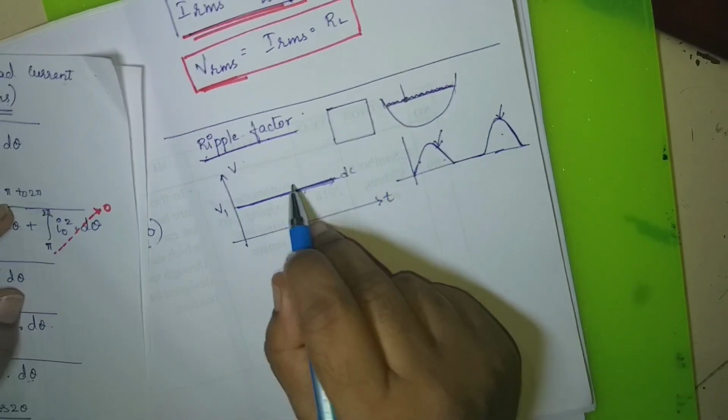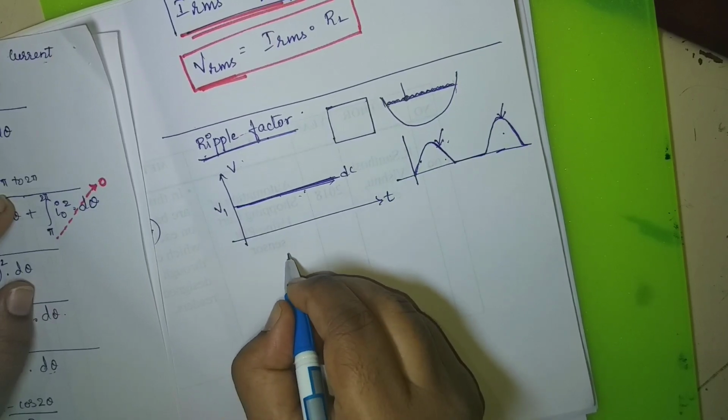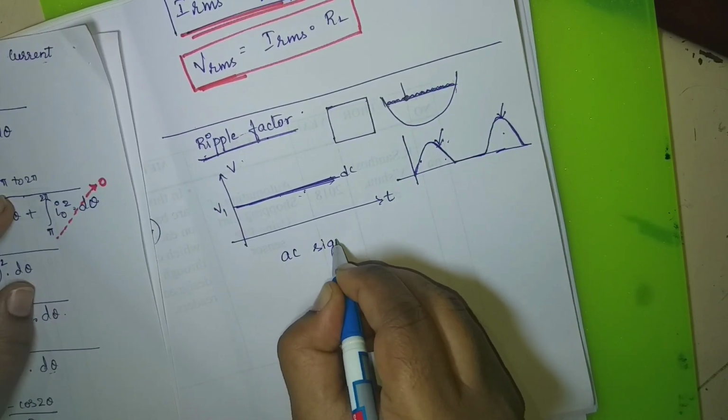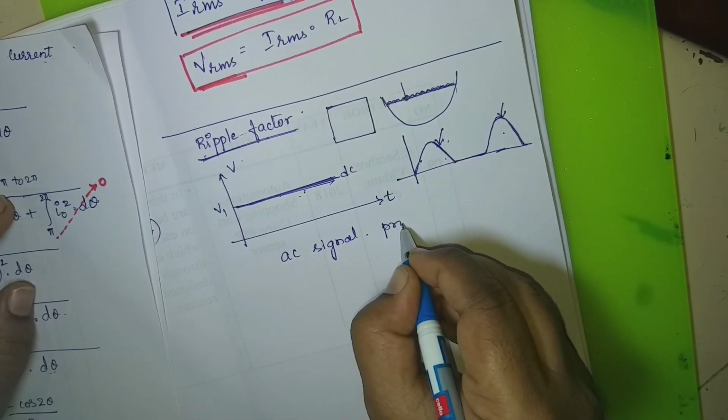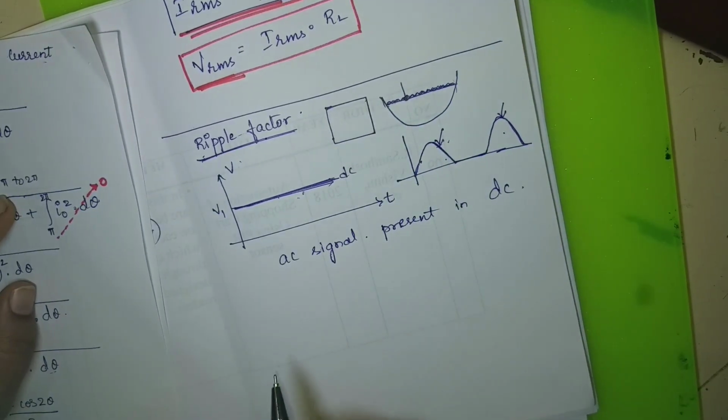What is this factor? It is defined as the amount of AC signal present in DC, and that is called ripple factor.